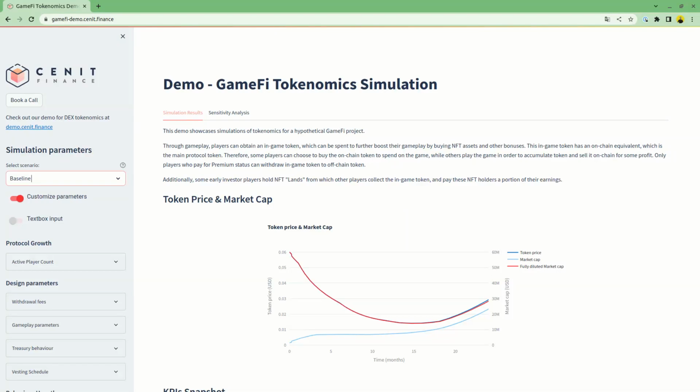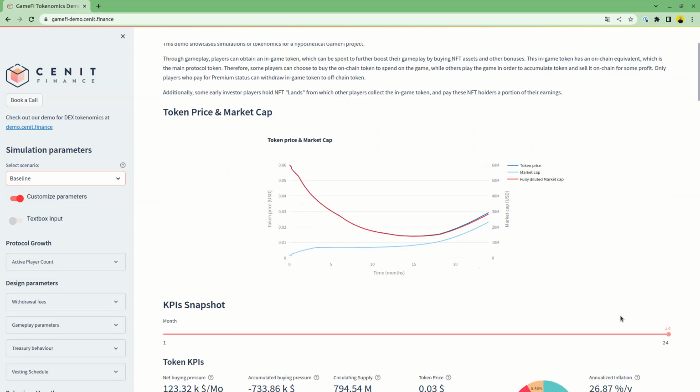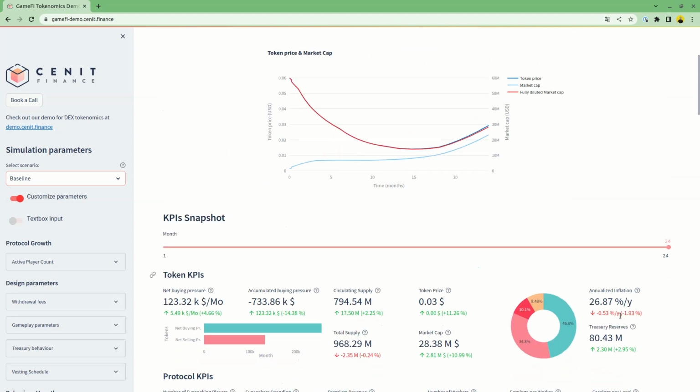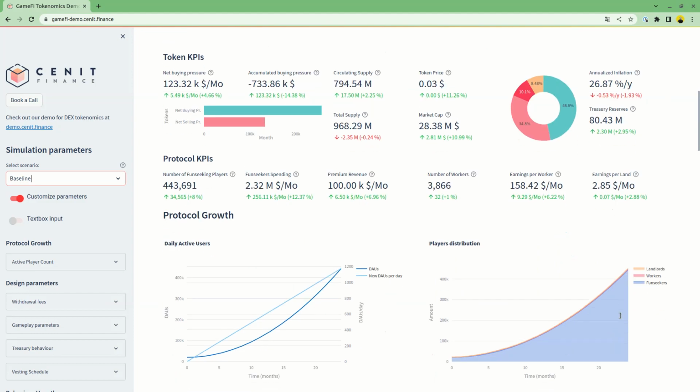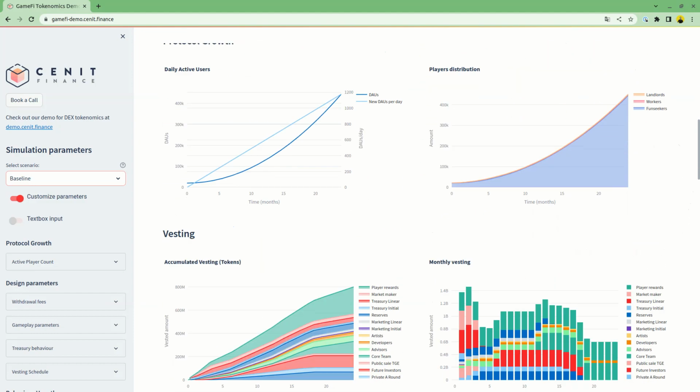And today we're going to see an example of how to analyze your token economy through modeling in order to get a robust token. What you're seeing on the screen is a simulation demo for a white label GameFi project. The dashboard is available at the link in the comments. And it shows all the results for a token economy simulation with all the relevant metrics along the simulation time.